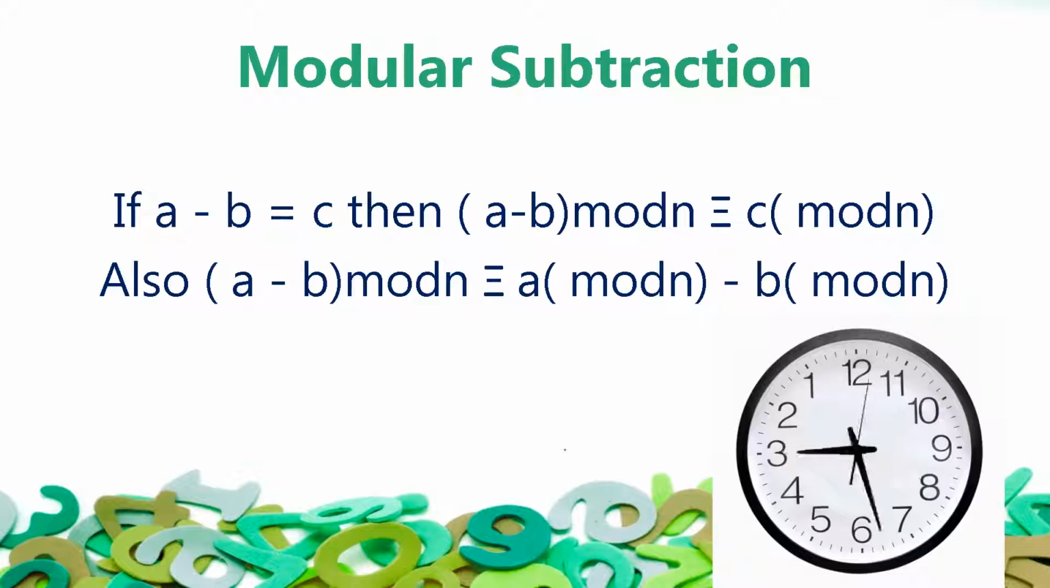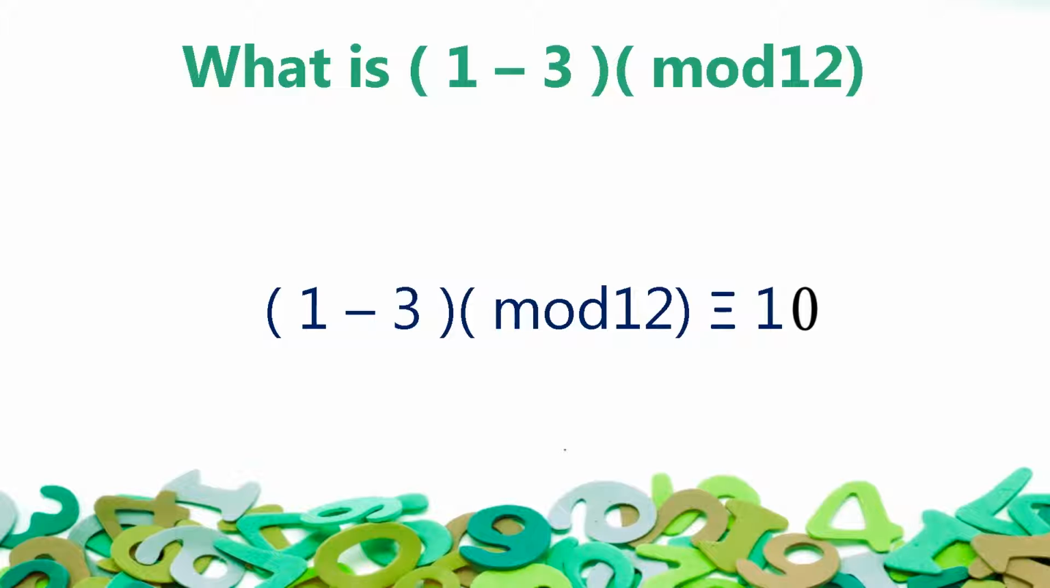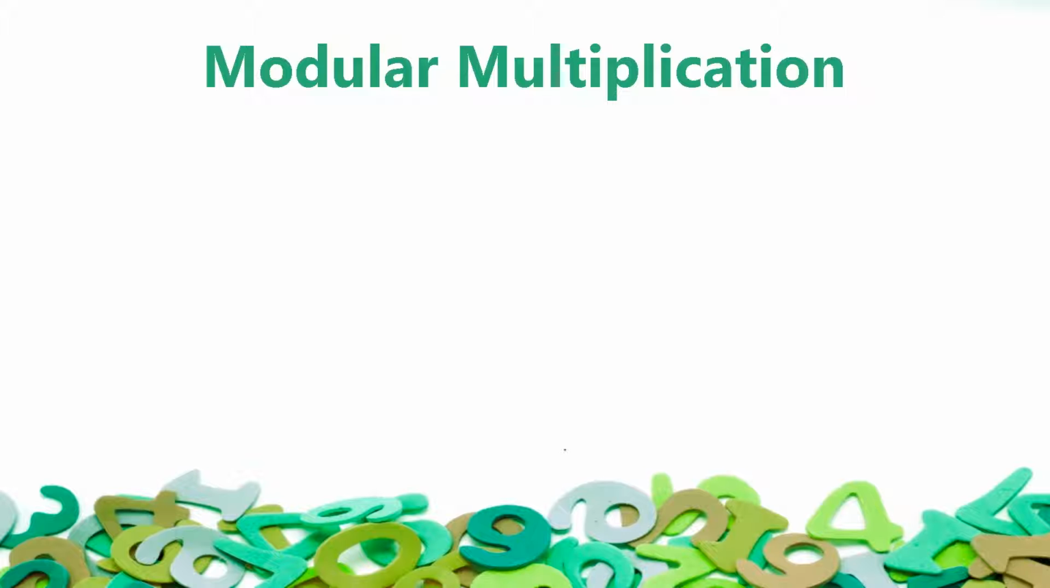For instance, what is 1 minus 3 modulo 12? If we start at 1 o'clock and then count backwards 3 hours, we would be at 10 o'clock. So, 1 minus 3 modulo 12 is congruent to 10. Next, multiplication in modular arithmetic.